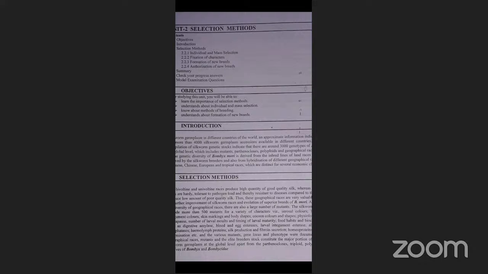The next individual methods are quantitative characters. The quantitative characters are very important because good quality cocoons are produced by the special genomic and genotypes of populations. Those are important for qualitative and quantitative methods also. This is the qualitative and quantitative visualization process.